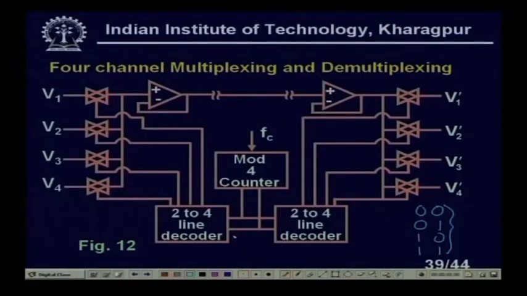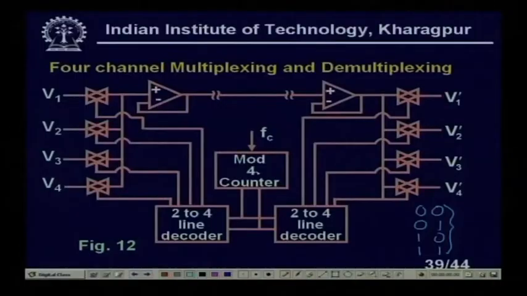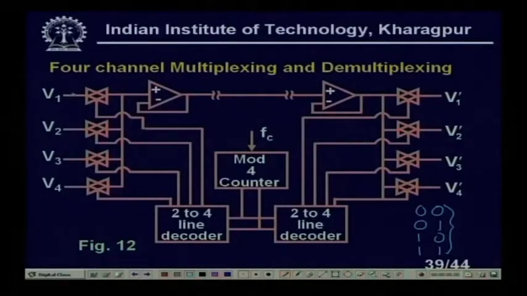Now, one question immediately arises: what is the use of this type of circuit? If I do not use any multiplexing or demultiplexing, what will happen? I have 4 signals, V 1, V 2, V 3, V 4, that will be transmitted. So 4 lines I need, but I need a lot of hardware. What actually did I achieve? I have saved only 1 line.